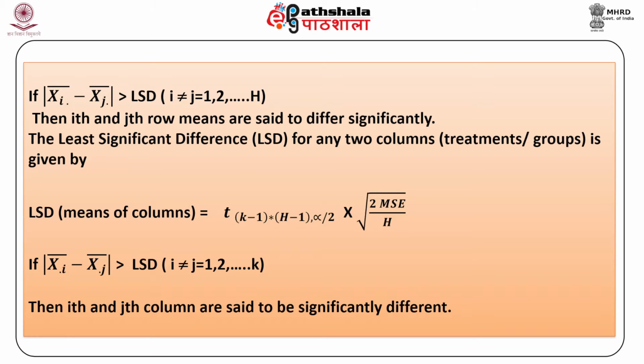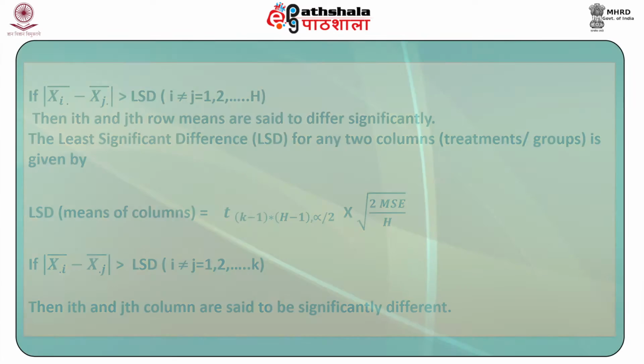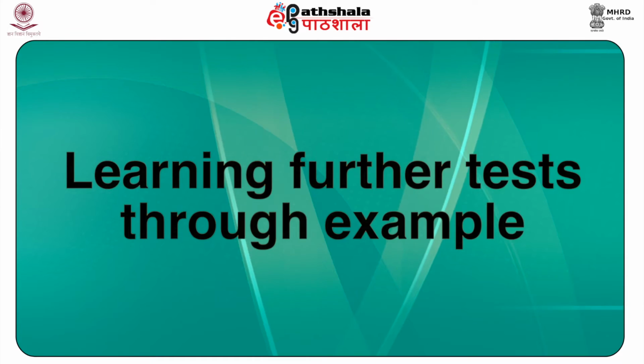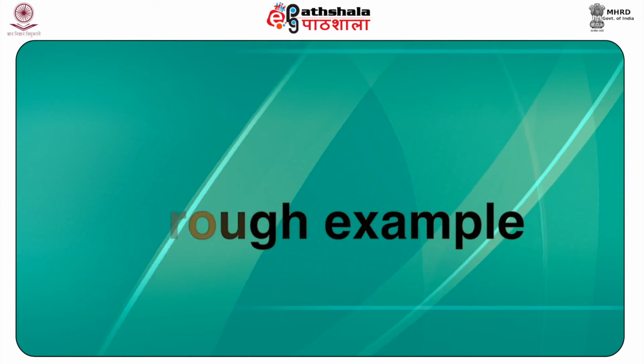where i is not equal to j and j is equal to 1 to k, then the ith and jth columns are said to be significantly different. So we are testing whether the two columns or rows differ, and they are said to differ significantly. Let's do some learning of further tests through an example.